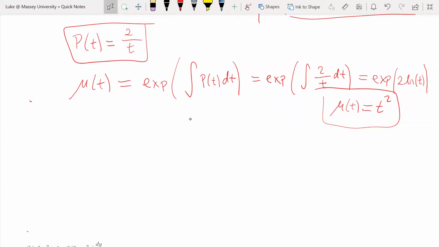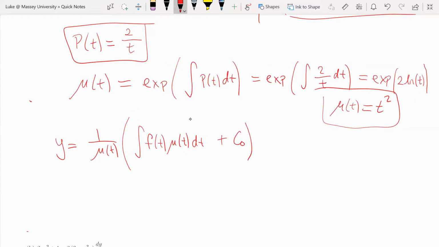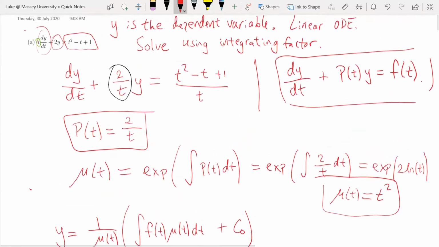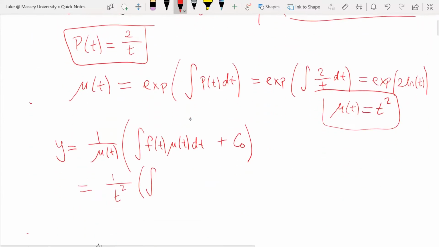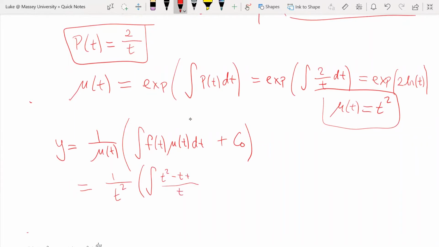Okay, so then we can write down the solution for y. y is equal to 1 over mu of t times the integral of f of t, which is the right hand side, times the integrating factor dt. So the integral of that product plus some integration constant c naught. Let's write down exactly what everything is here then. So 1 over mu of t is 1 over t squared times the integral of f of t. Well, f of t is the right hand side, so we get this t squared minus t plus 1 thing over t, multiplied by the integrating factor, which is t squared, dt, plus some integration constant c naught.